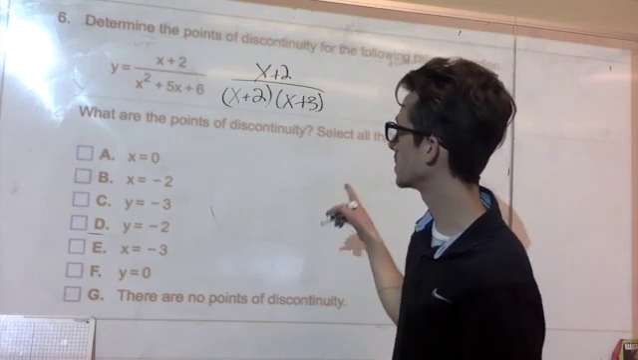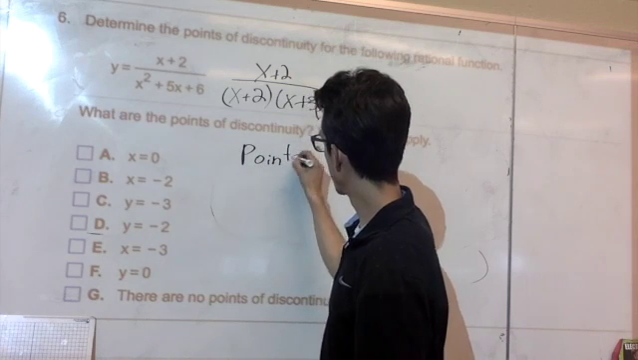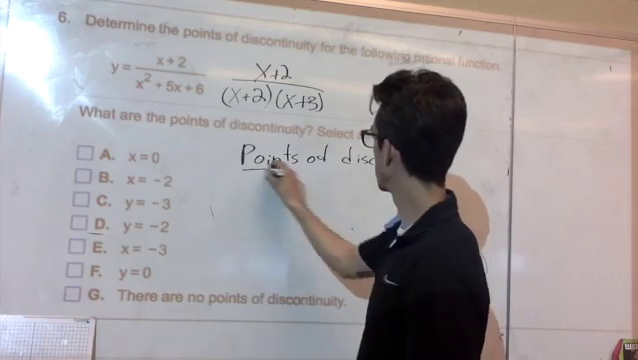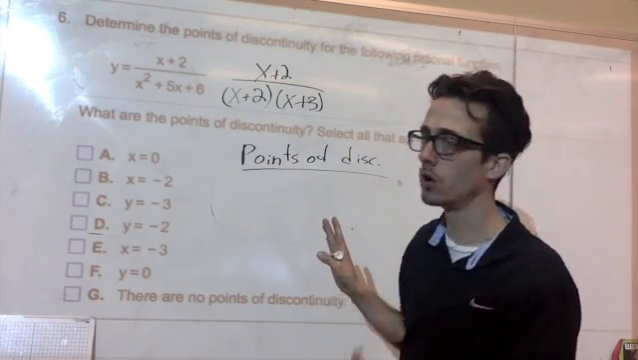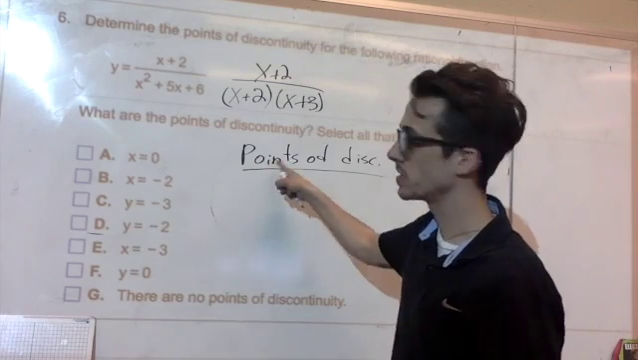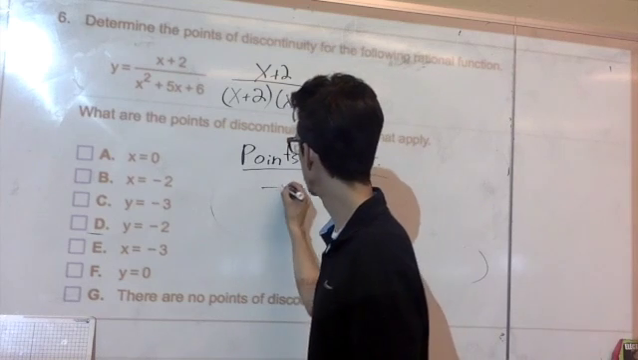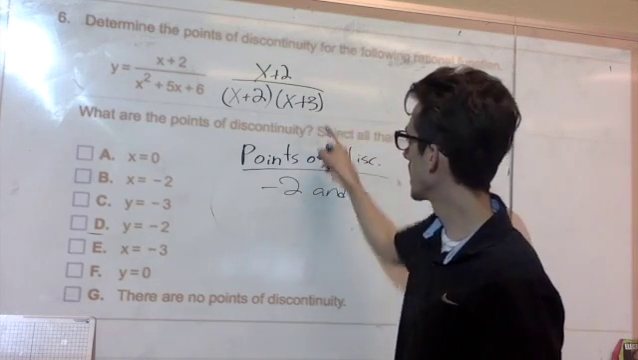So this is going to allow us to say that our points of discontinuity are going to be both of these. And eventually we'll see what we do when there's a hole. But for now, we just want to say that our points of discontinuity are going to be the opposite of 2, so negative 2, and negative 3.